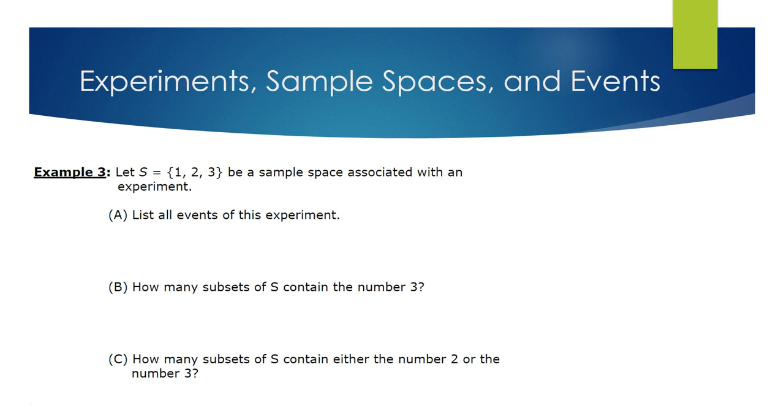For example 3, you're told to let S equal the numbers 1, 2, and 3. They're associated with events that are occurring in an experiment. List all possible events of this experiment, which means basically you want to list all possible subsets of this. So they could contain just one element, multiple elements. So you want to list all of them. You want to tell me how many subsets contain the number 3, and how many subsets of S contain either the number 2 or the number 3. So take a moment, answer these 3 questions, and then we will go over it.